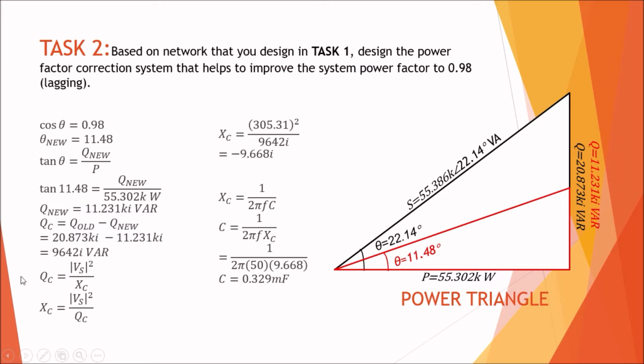After that, we get the value for QC, then we insert it into this formula, and then we will get negative 9.6668i. So this one is negative, which is the value of the capacitor. And then you insert it inside XC, then you get 0.329 millifarad. So this is the new power triangle for our assignment.